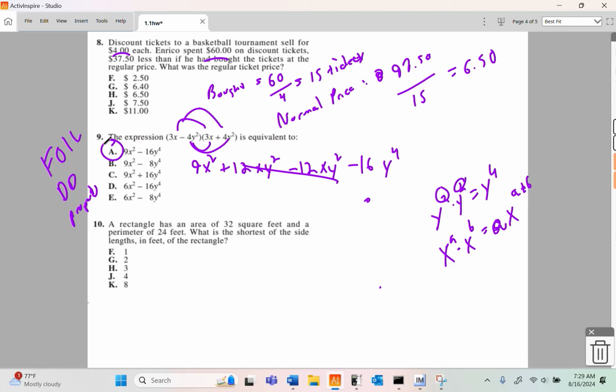A rectangle has an area of 32 feet and a perimeter of 24 feet. What is the shortest side? Shortest of the side lengths in feet of the rectangle.